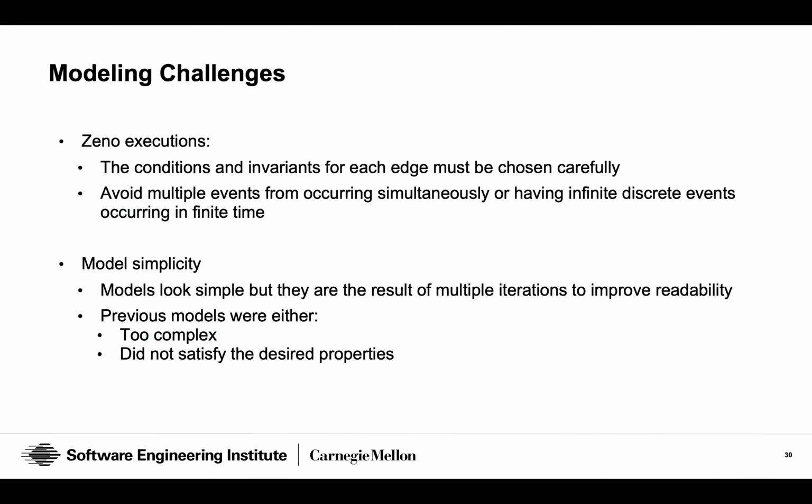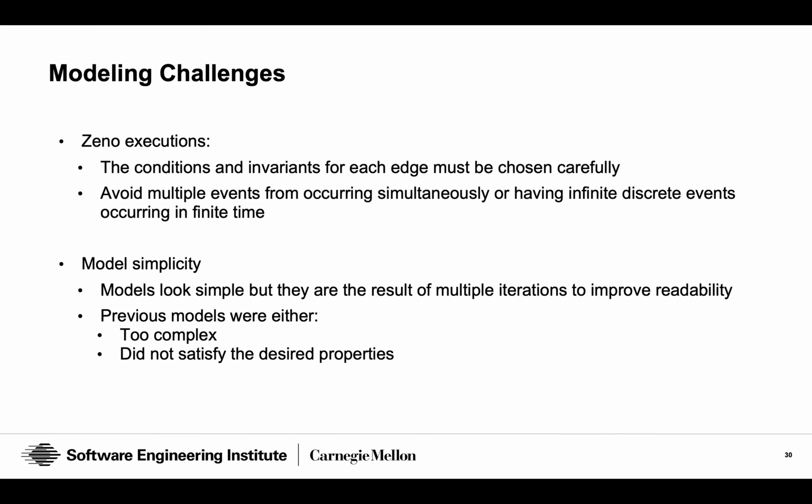Even though the timed automata look simple, there were multiple modeling challenges that we needed to overcome. For instance, to avoid zero executions, meaning multiple events occurring simultaneously or having infinite discrete events occurring in finite time, we had to be careful on the conditions and invariants that we assign to each edge. The model, although simple, was a product of the iteration of multiple refinements. These refinements were both done to improve readability and to make the model simpler, as well as to fix incorrect early attempts that did not satisfy the desired properties.